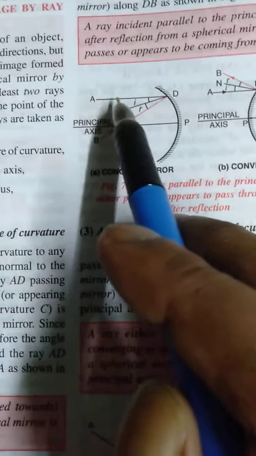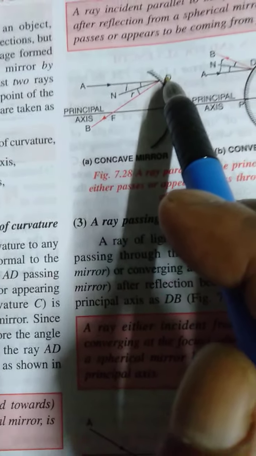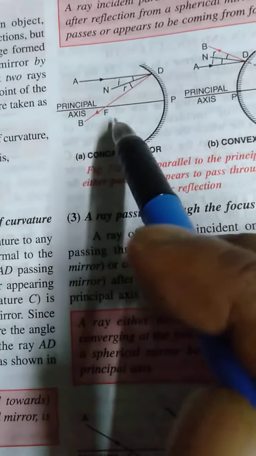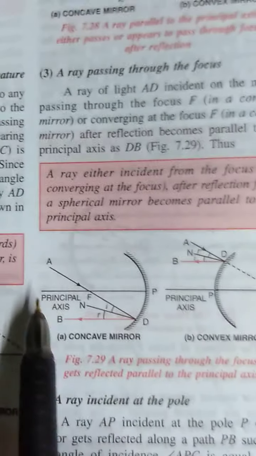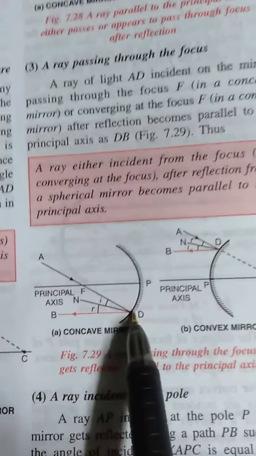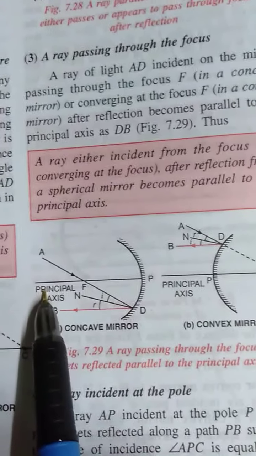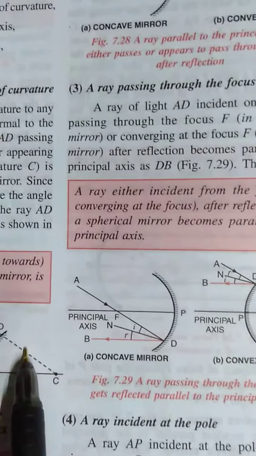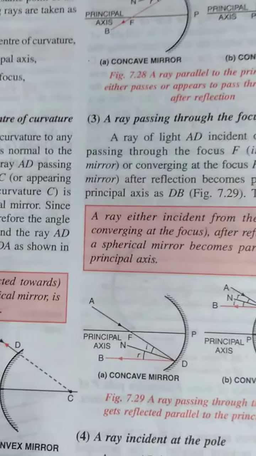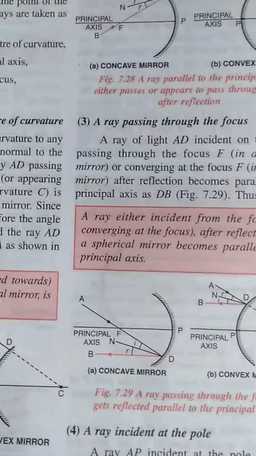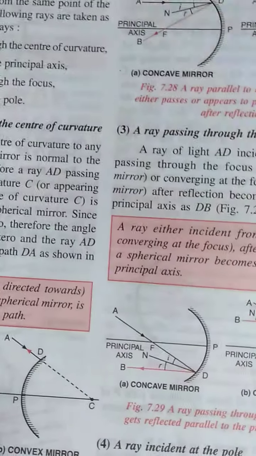Second ray: if the incident ray is parallel to principal axis, then the reflected ray will pass through focus. This we have just studied. And if the incident ray is passing through focus, then the reflected ray will be parallel to the principal axis. So students, these are the main important rays, and in the next live class we will discuss the ray diagram and complete the remaining part of the chapter.